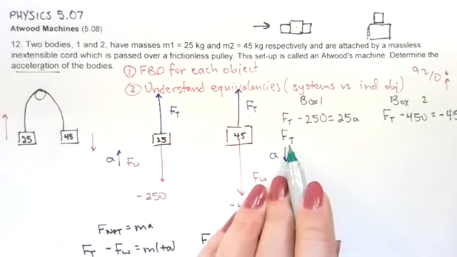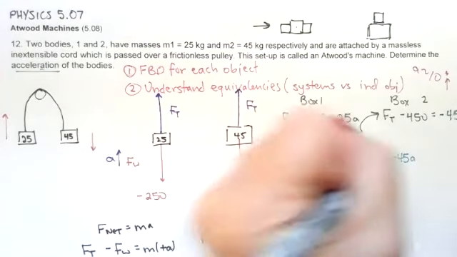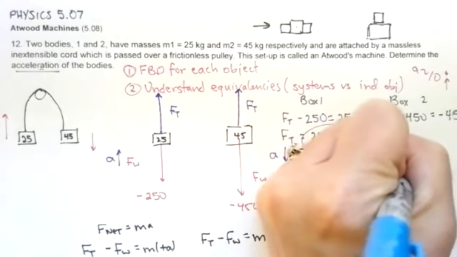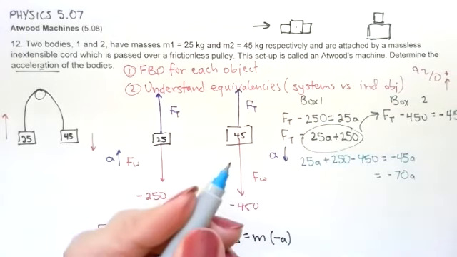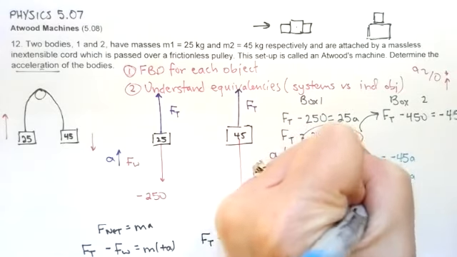All right, since I'm subbing it in, I'm going to switch colors to, what color shall I do? How about light blue? So I now have 25A plus 250 minus 450 equals negative 45A. So this is going to give me, when I subtract this over, negative 70A. When I add these two together, I'm going to have negative 200. And when I solve for acceleration, I get 3.6 meters.